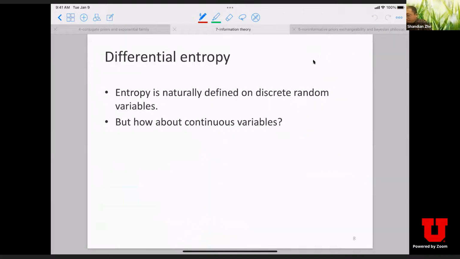So entropy is naturally defined on discrete randomness, right? And its definition, its derivation all looks good and comfortable, right? Now let's try to extend it to continuous variables. How do you do that?